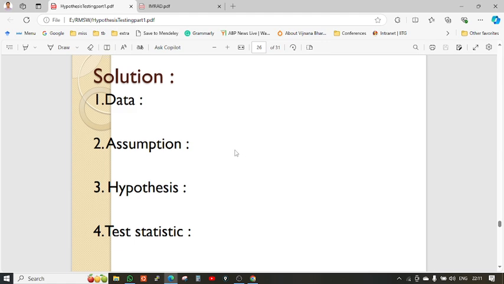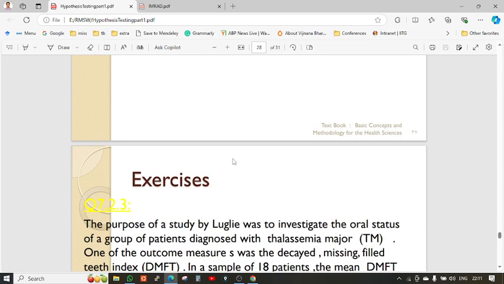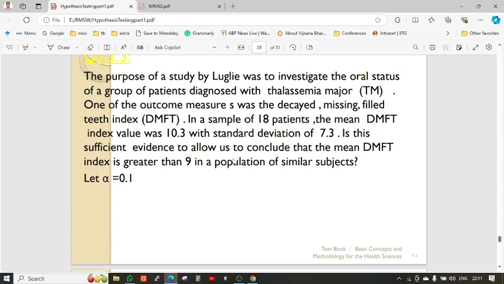So are you able to do this? Okay, make a decision. So let's do another hypothesis test of your own.